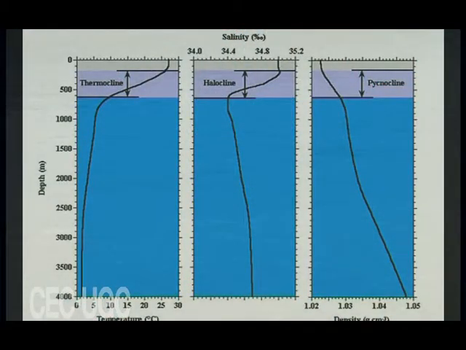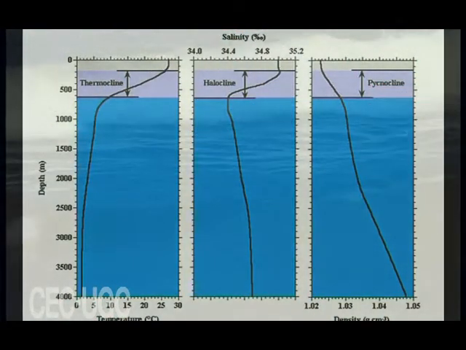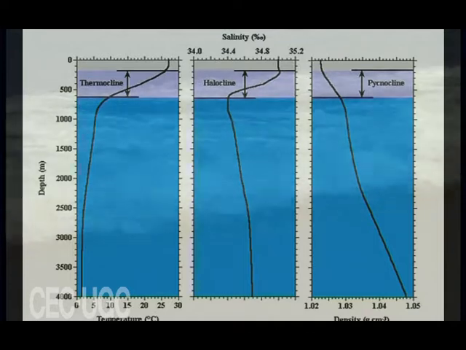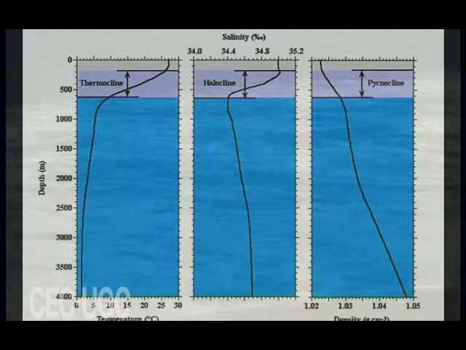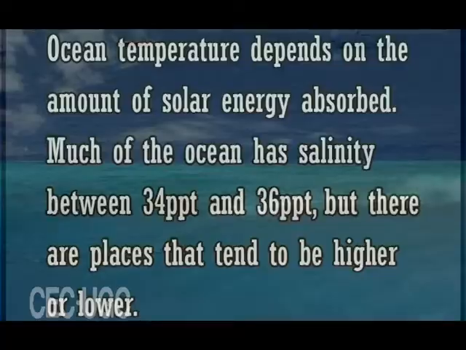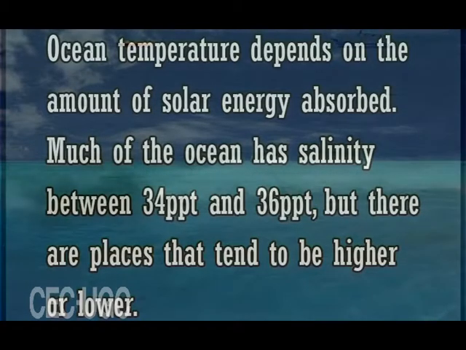We can conclude this session. The temperature and salinity of the ocean vary from place to place and from season to season. Ocean temperature depends on the amount of solar energy absorbed. Much of the ocean has salinity between 34 parts per thousand and 36 parts per thousand, but there are places that tend to be higher or lower.